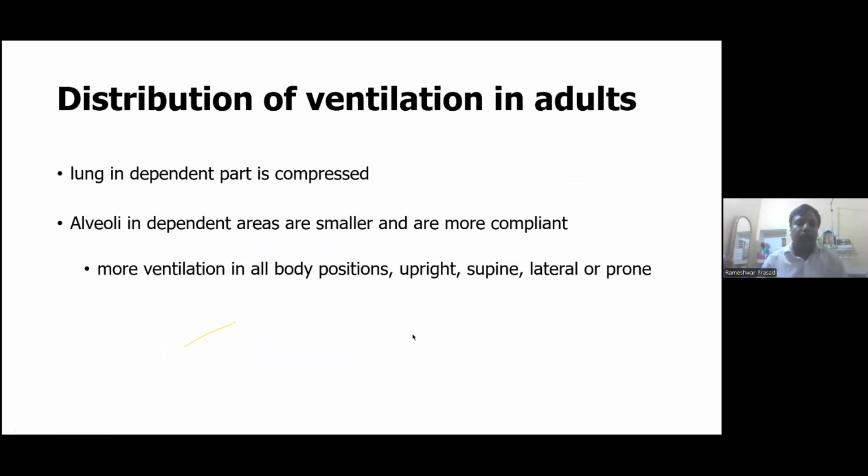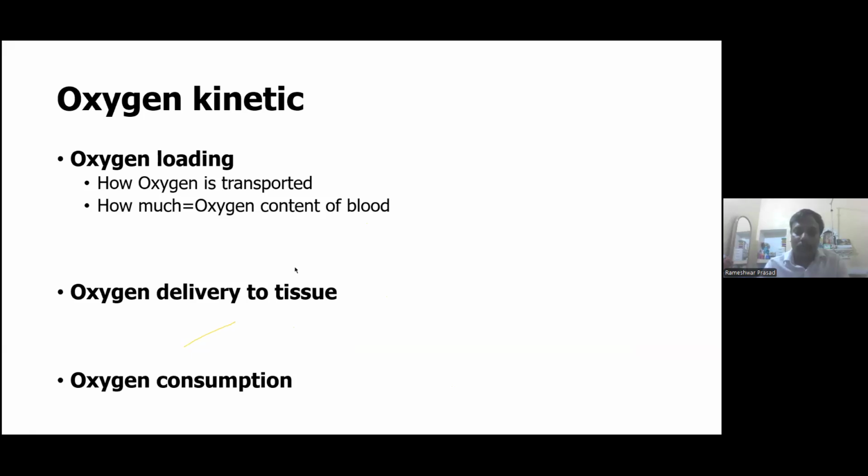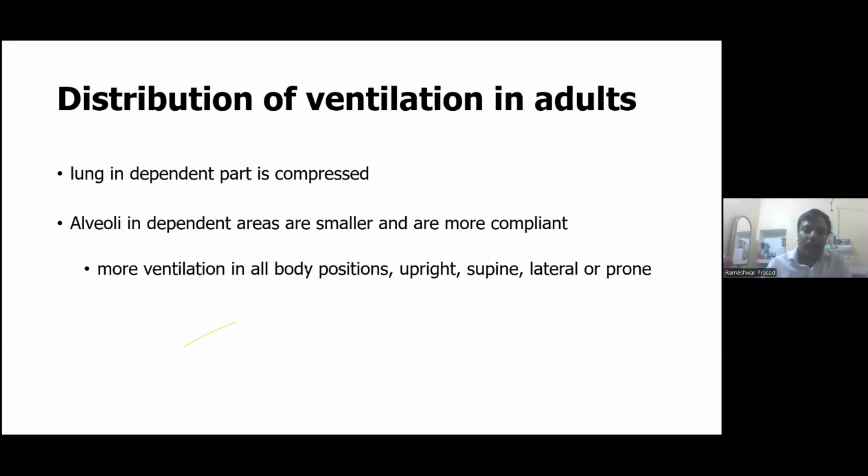Now, so this is the same thing. And this happens in any body position: upright, supine, lateral, and prone. But it is applicable mainly in adults. In newborns, it is said that the thing is reversed. That is, non-dependent parts of the lungs are more ventilated. Dependent parts of the lungs are less ventilated.